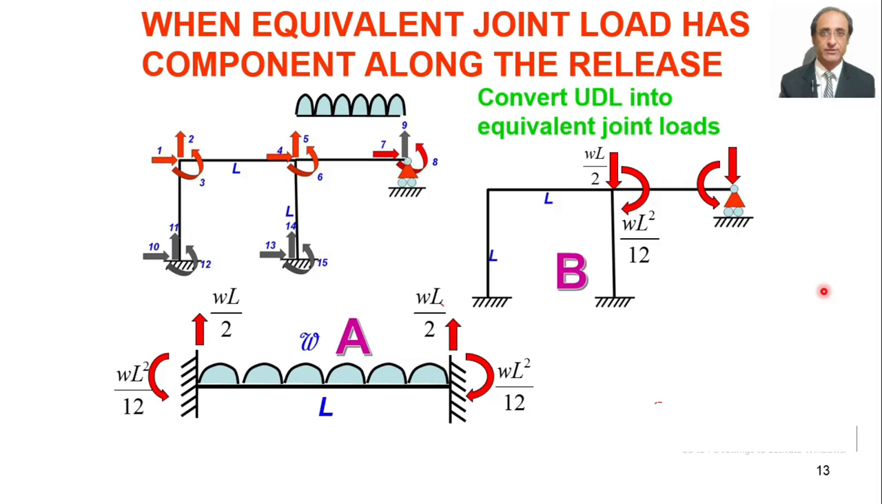So if we see closely, because here this WL by 2 is along the degree of freedom 5, so P5 is minus WL by 2, and P6, what will be P6? That will be minus WL square by 12. P8, which is this moment, that will be plus WL square by 12. And now what will happen because of this particular equivalent joint load which is acting along the restraint, along the line of action of the restraint?